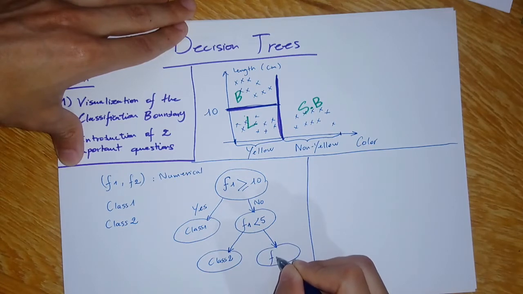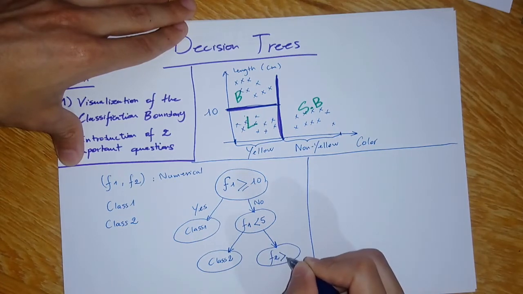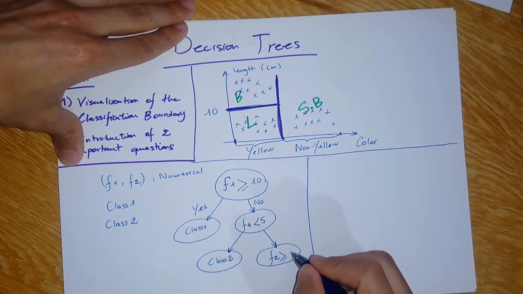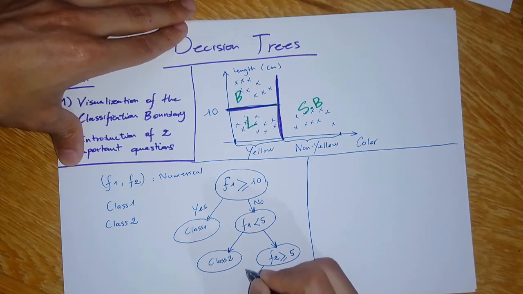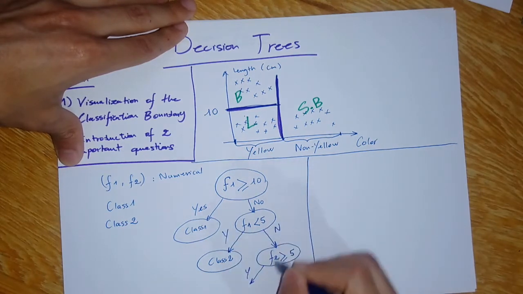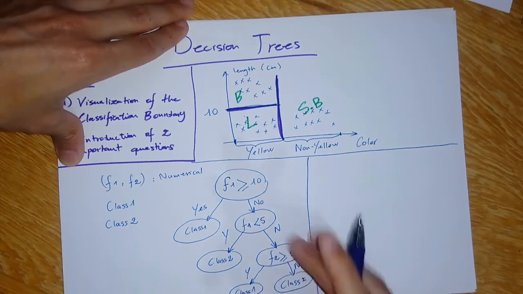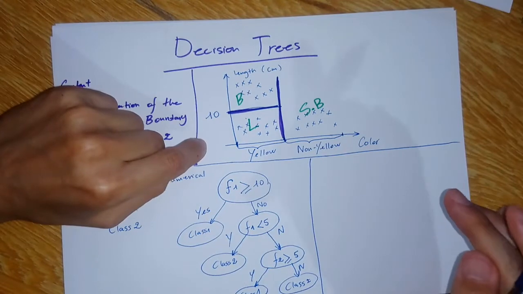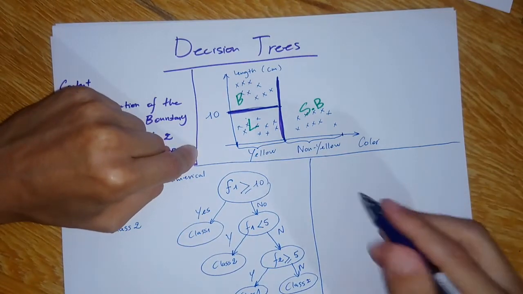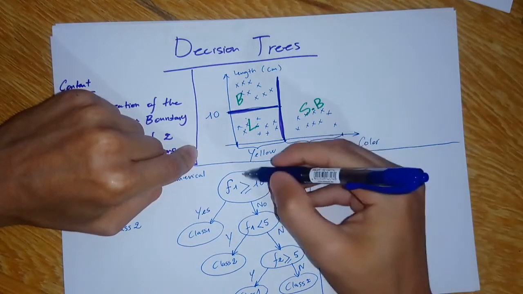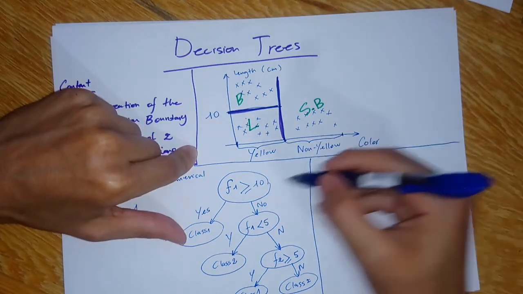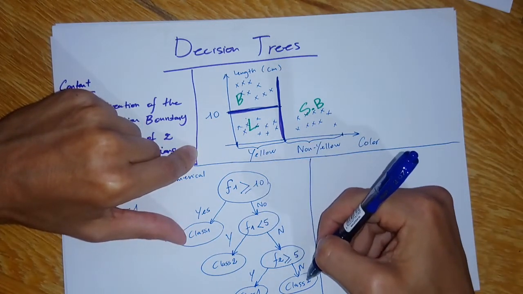I say, well, is F2 higher than or equal to, let's say, 5? If the answer is yes, so this is yes, this is no. If the answer is yes, I say this is class 1. If the answer is no, I say this is class 2. Now this is a decision tree whose depth is equal to 4, right? Because the maximum number of nodes along a given path is 4. This is 1, 2, 3, and 4, right?